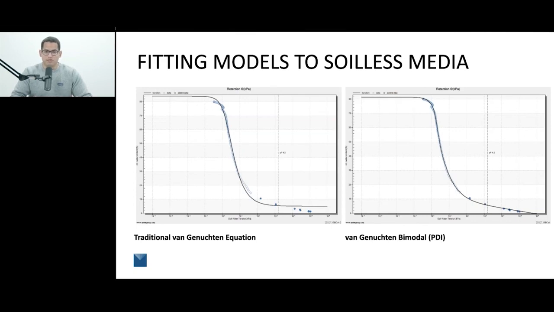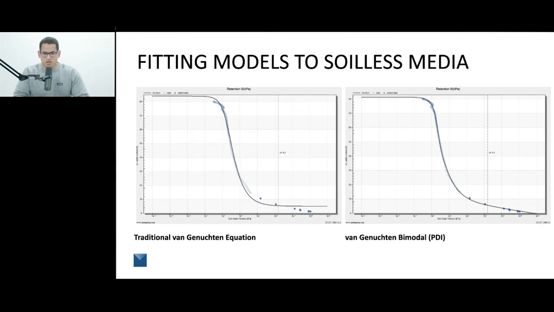So here we have an example of a soilless media where we have two different models that we're trying to fit to it. Again, we have the traditional Van Genuchten equation on the left. And you can see that the traditional Van Genuchten equation does an okay job again on the wet end, just like it did on the mineral soil. But it really struggles on the dry end in describing that behavior.